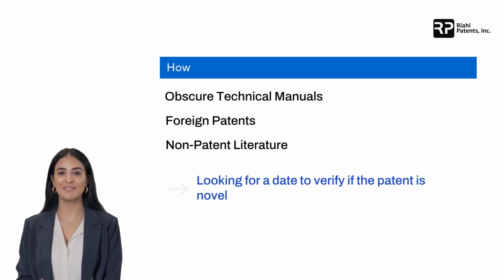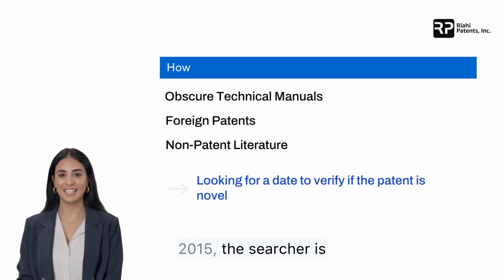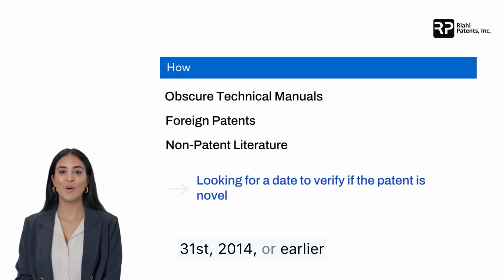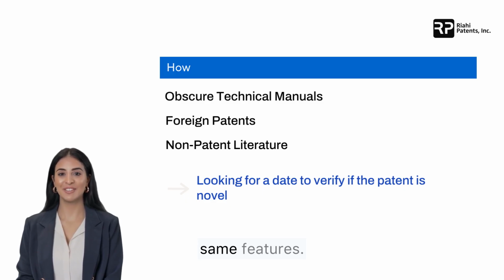The searcher is looking for a date. If the patent was filed on January 1st, 2015, the searcher is desperate to find a document published on December 31st, 2014, or earlier that describes the exact same features. If they find it, the patent's claim to novelty is destroyed.